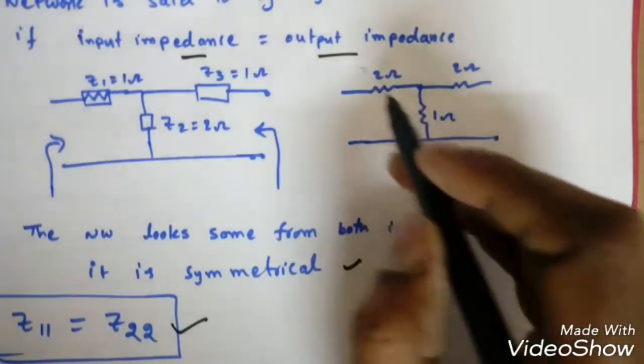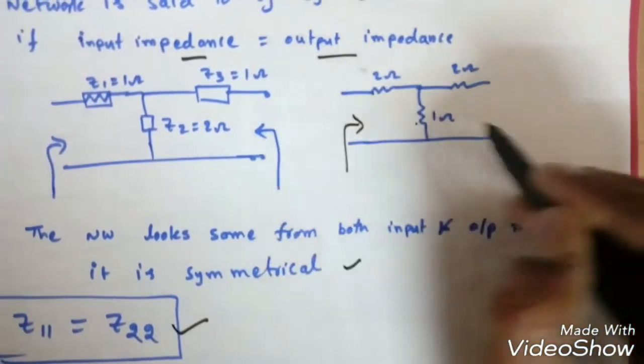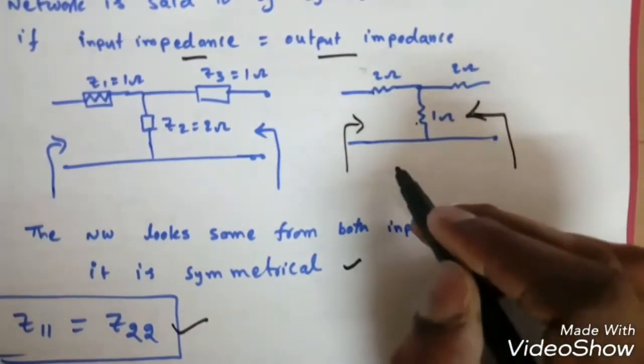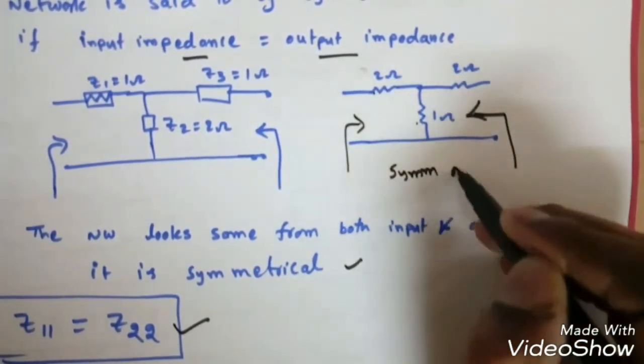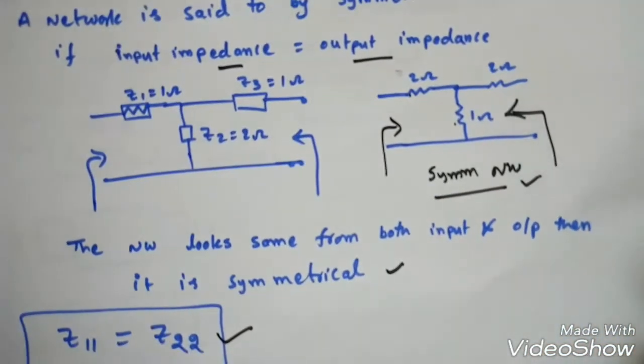Now similarly, if you see this, what does it look like? It is seeing 2 ohm and 1 ohm, and if you see here, it is also looking 2 ohm and 1 ohm. So this is a symmetrical network, right? So this is about the symmetrical network.